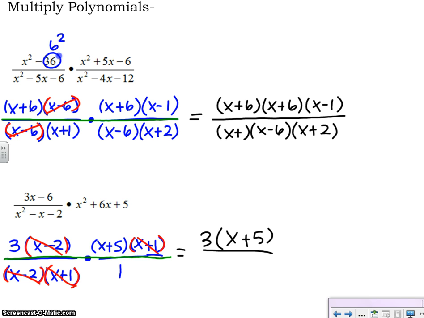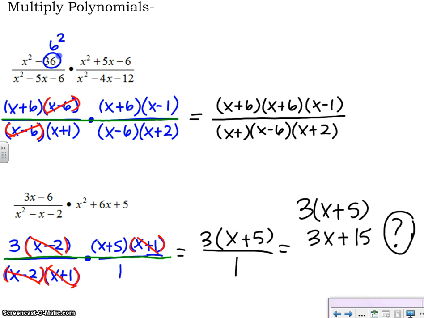You can write it over 1, or you can just leave it. And then for this one, you can either multiply it back out, or you can go ahead and multiply it to 3x plus 15. We do not care, or I don't care. Do you care? Yeah. Either way is fine, the 3 times x plus 5 or 3x plus 15. Either one of those will be good answers.